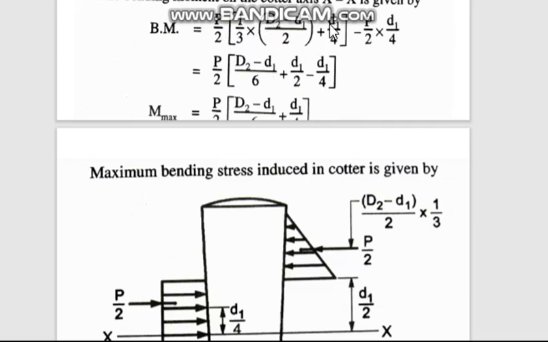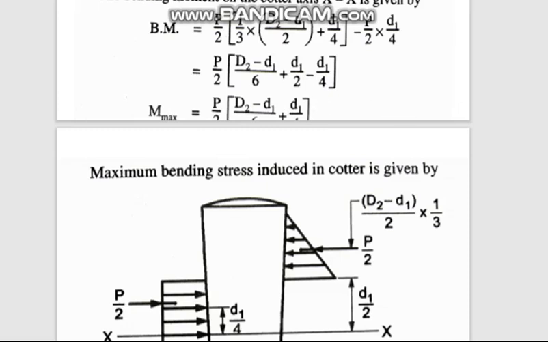This is one moment which is turning it anti-clockwise. And this moment, because of this force, is turning it clockwise. That's why minus P by 2 into d1 by 4. So now P by 2 can be taken common outside, and this will be like this. So bending moment maximum is P by 2 into d2 minus d1 upon 6 plus, this can be converted into d1 upon 4. This is half, this is quarter, so quarter will remain, d1 by 4. Okay, so this formula you have to derive and show.